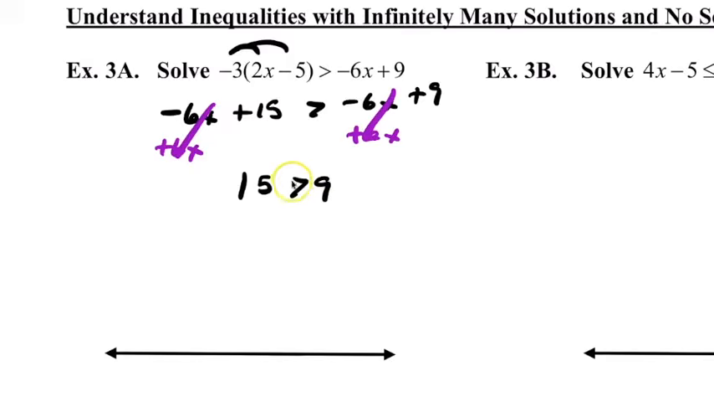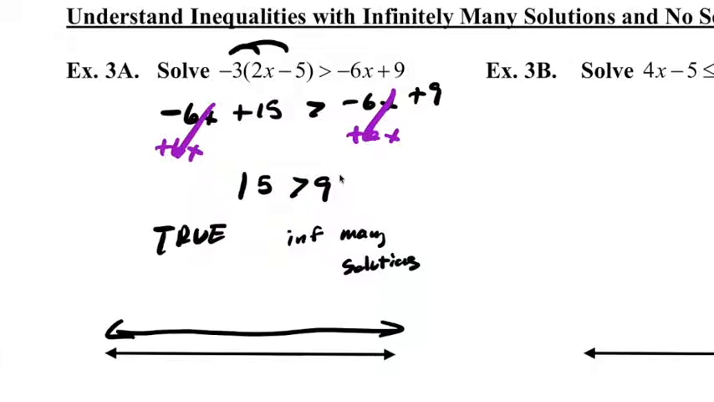Again, this is greater than, it's not an L, right? So it's not less than, it's greater than. 15 is bigger than 9. So this is true. So all real numbers are solutions, infinitely many solutions. And then how do you draw the number line? Honestly, it's the whole number line. Infinitely many solutions. The whole thing works.